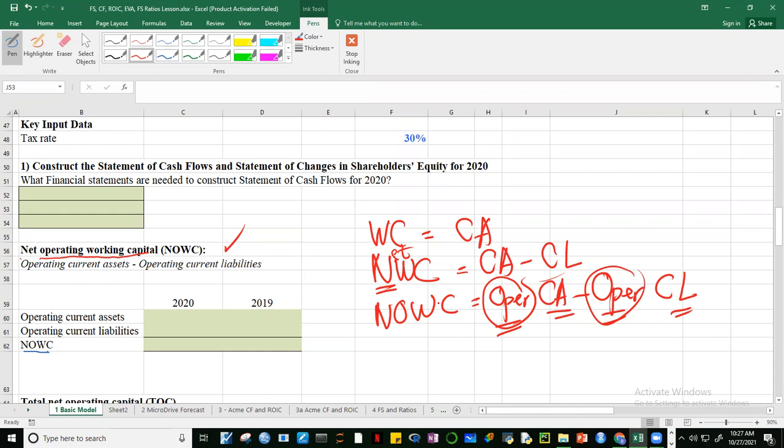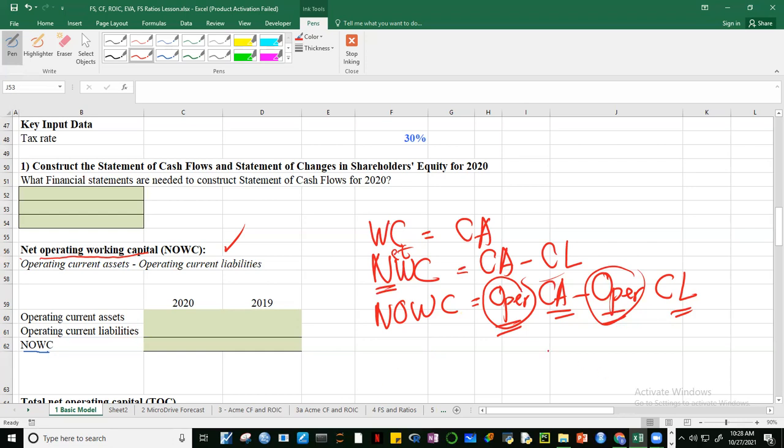So for example, let's say an asset, guys, is short-term investments or marketable securities. Now, that's not the role of operations. Operations' receivables belong to them, because receivables come from the generation of sales, right? Or inventory, or even prepayments. That's the role of operations. But short-term investments or marketable securities, that's not a decision under the operations. So that's why we're making a distinction here between operating current assets and operating current liabilities.